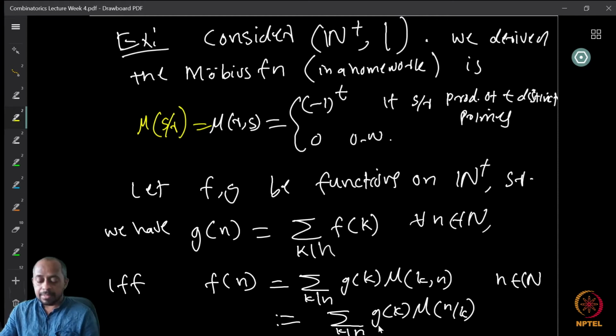And this is precisely the classical Mobius inversion formula from number theory. In fact, this is probably the reason the name Mobius inversion stuck to this technique. That is a generalization of the classical Mobius inversion.